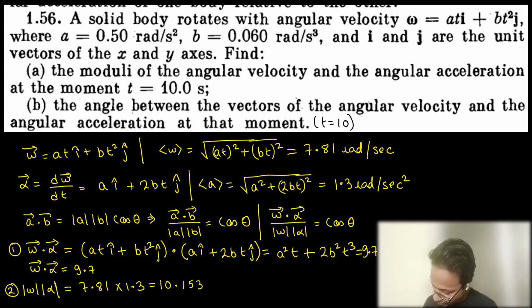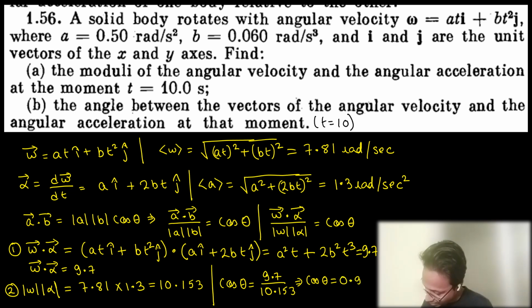10.15. So the value of cos theta here, cos theta is equal to A dot B, or omega dot alpha, which is equal to 9.7, divided by the magnitude of omega into the magnitude of alpha, which is equal to 10.153. So 9.7 divided by 10.153, or cos theta is equal to 0.955. Now if we use the inverse function, if cos theta is equal to 0.955, theta is approximately equal to 17.